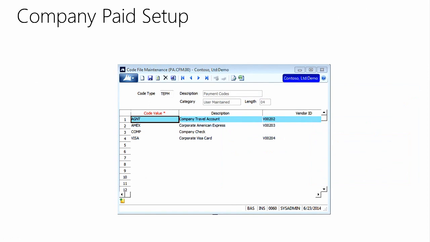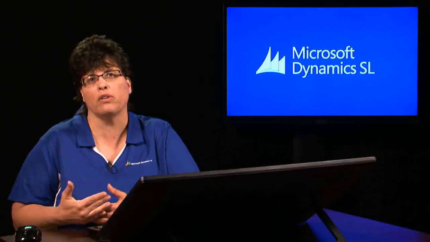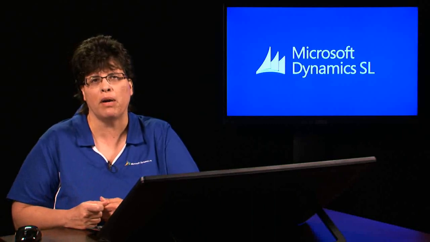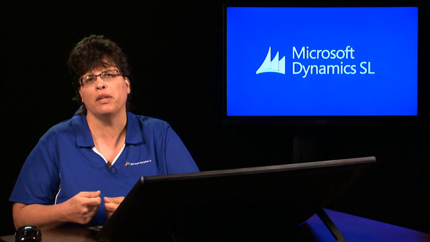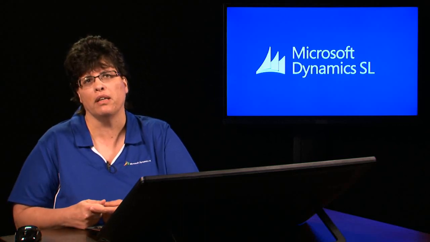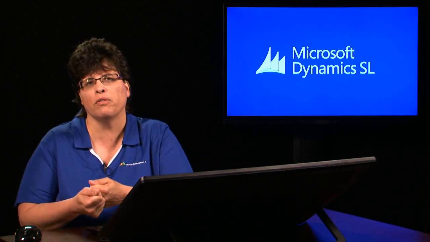Company paid setup, we already showed you how to find these, or how to set up these items in the code file maintenance. Now we want to talk about company paid company expense reconciliation. We mentioned that expense reports for employees always flow to AP if you've got that integrated to AP box checked. Company paid credit card or company paid expenses never flow to AP. And the reason they don't flow to AP is the idea that later you'll be getting a credit card bill from your vendor.